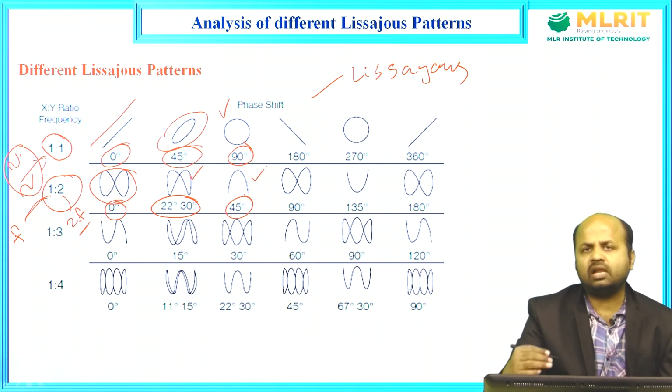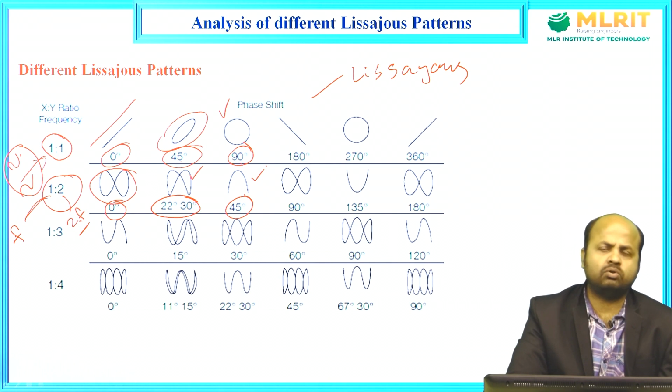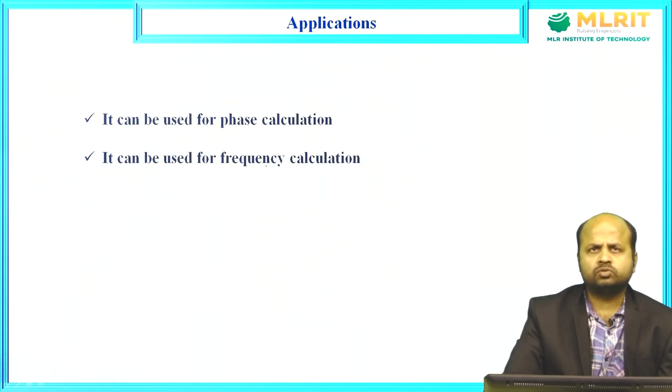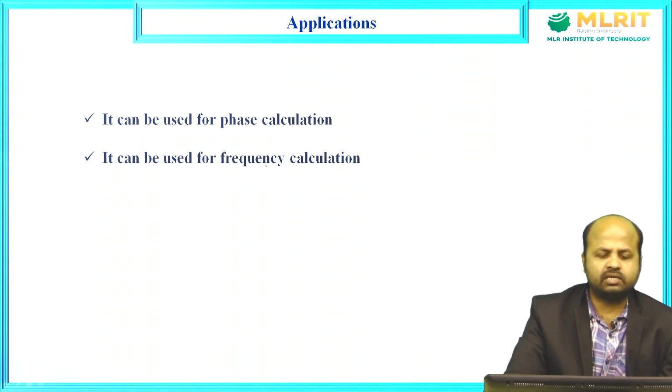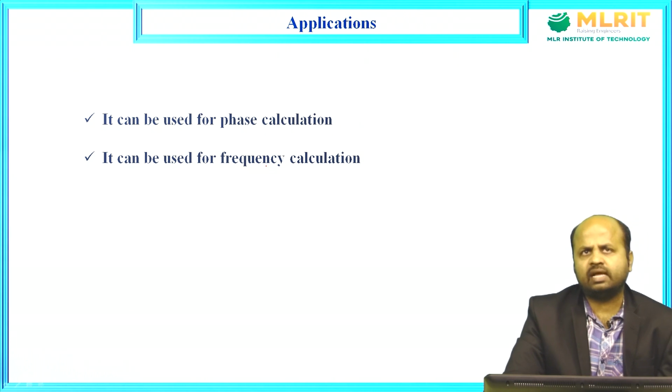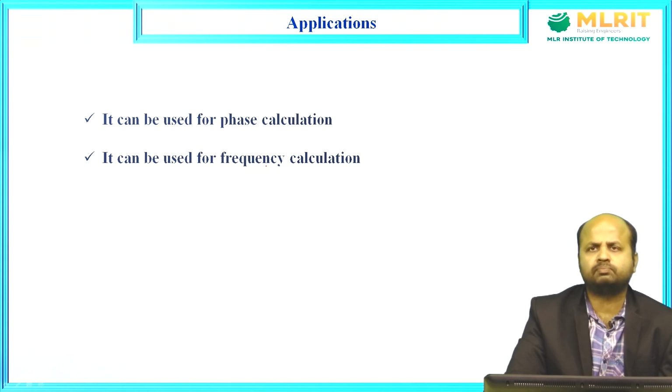So by analyzing the Lissajous pattern, we can easily calculate the frequency and phase of any signal. So this is very helpful for calculating the frequency and phase of two sine wave signals. So only sine wave signals. So what are the different applications? It can be used for the phase calculation, already discussed. It can be used for the frequency calculation. So these two applications of the Lissajous pattern have already been discussed. Thank you.